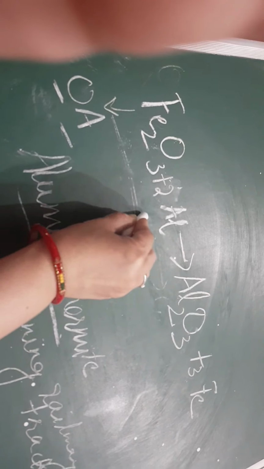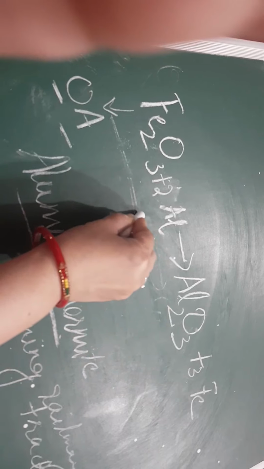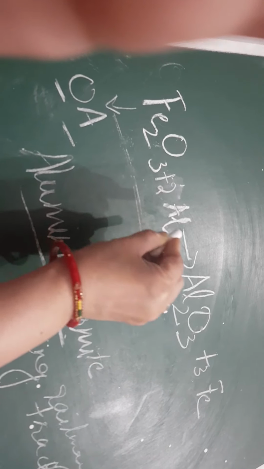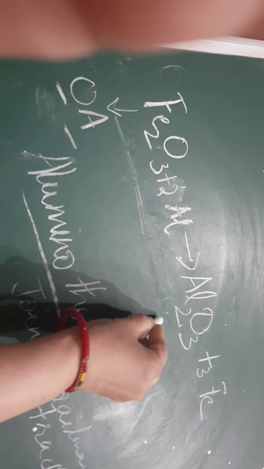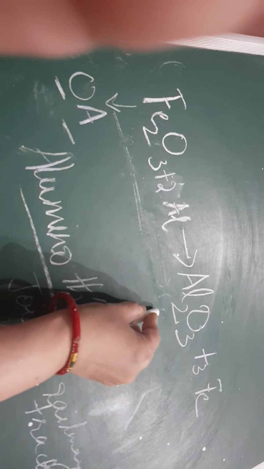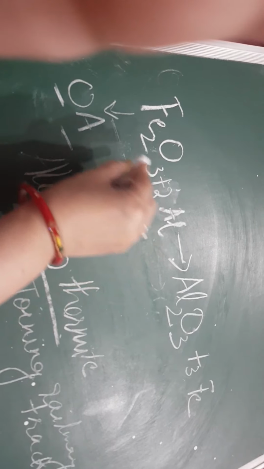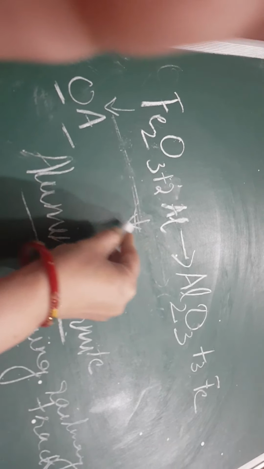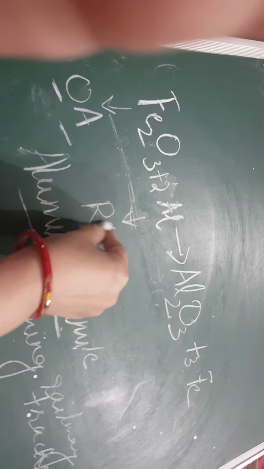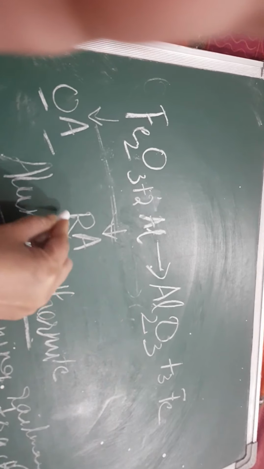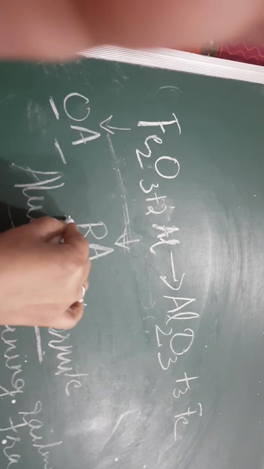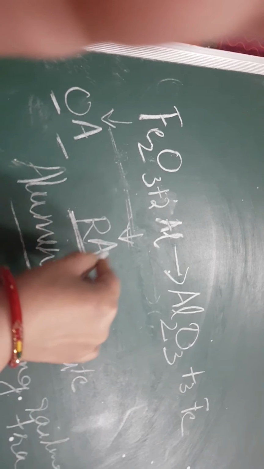Aluminium is gaining oxygen, so it is itself getting oxidized. As it is itself getting oxidized, it will reduce another substance, so it is the reducing agent. R is for reducing, A is for agent. Is this clear to you?